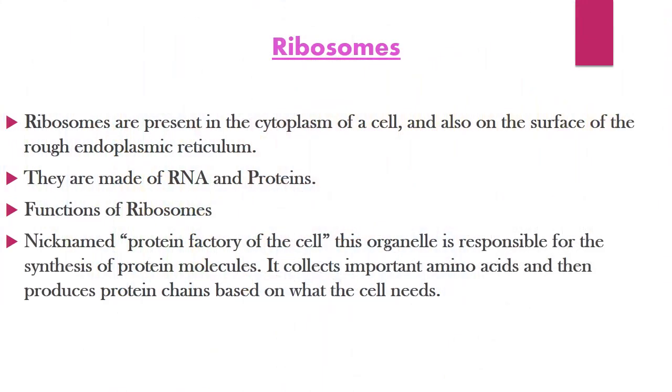Ribosomes are present in the cytoplasm of a cell and also found on the surface of ER. They are made up of RNA and proteins. Functions: nicknamed the protein factory of the cell. This organelle is responsible for the synthesis of protein molecules. It collects important amino acids and then produces protein chains based on what the cell needs.